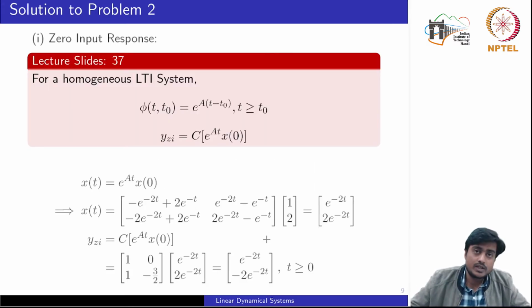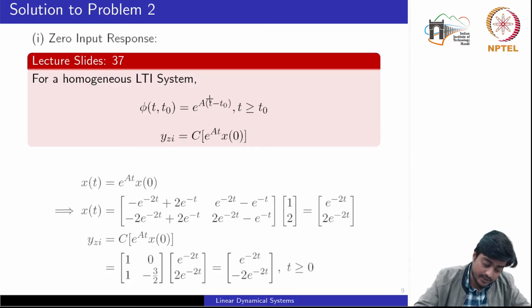If you recall from lecture slide number 37, the zero input response can be computed by computing the state transition matrix. For the LTI systems, the state transition matrix is nothing but an exponential matrix defined by e to the power A into (t minus t naught), where t naught is the initial time, but here we have taken t naught as 0. So the response we are concerned with is only e to the power At.